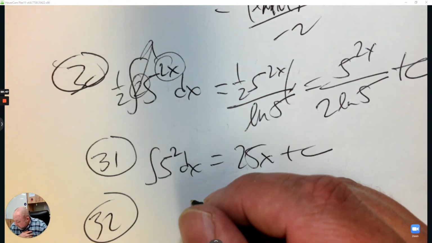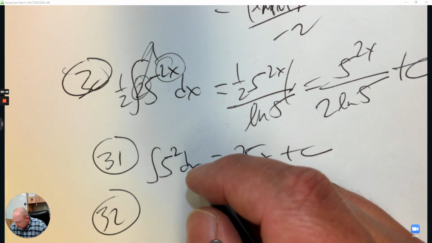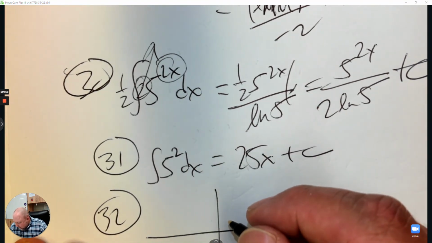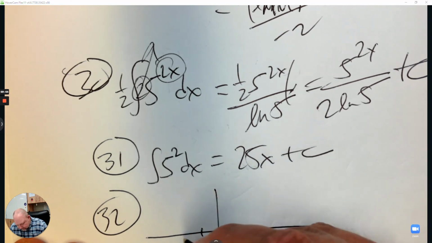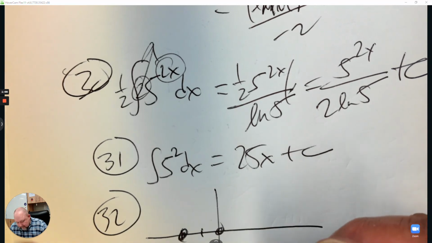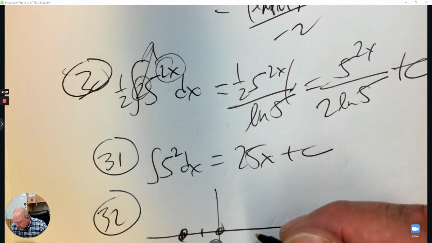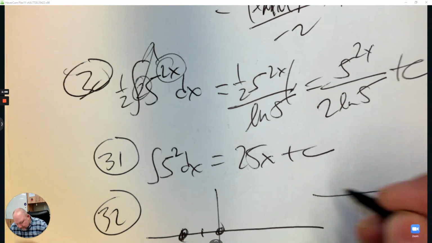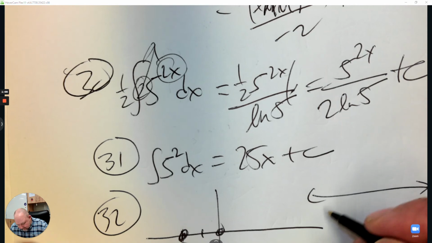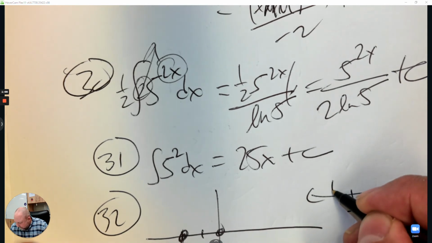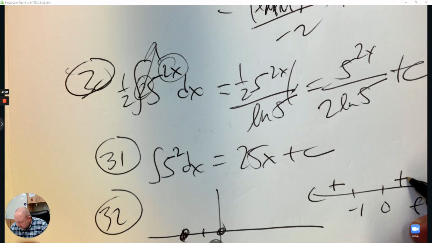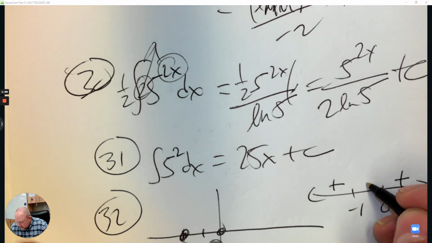Sketch a graph of a function that has the following. Okay, it's continuous. f of negative 2 and f at 0 is 0. f prime at 0 is undefined. The derivative, so if I did a number line, is greater than 0 when x is less than negative 1 and greater than 0. Between -1 and 0, it's this way.